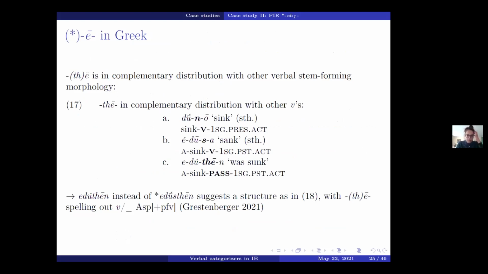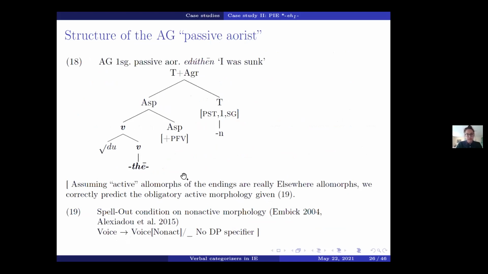So I've suggested before that this really means we should analyze this A and its variant T as a verbalizer that combines with a perfective aspect projection and then other higher functional projections. And if we assume this structure, we actually also get the obligatory active morphology on the endings here for free by using this particular spell-out condition that I won't go into here in detail now.